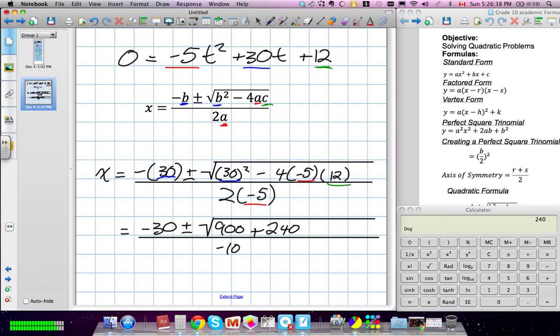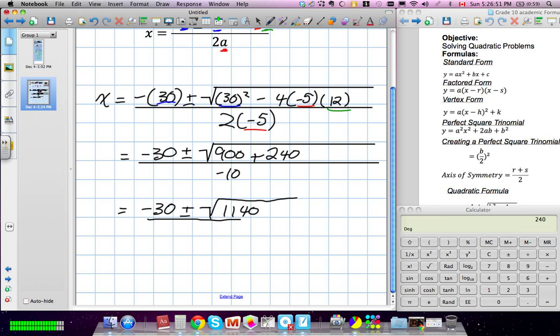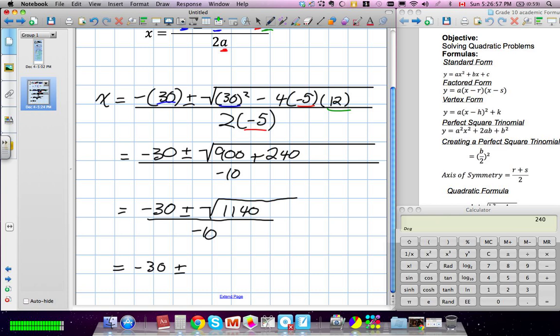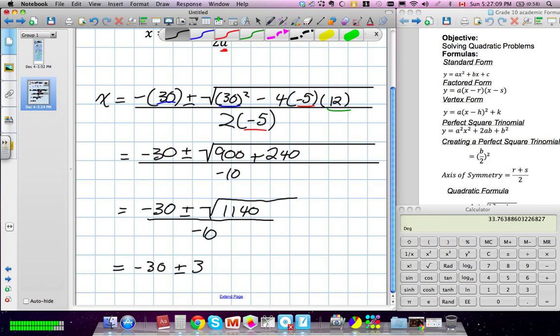Okay. Then we go into negative 30 plus or minus, and it's going to be the square root of 1,140, I think, all divided by negative 10. And then finally, negative 30 plus or minus, now let's double check that, 900 plus 240, that's right, good, square root that. So I'm just going to hit the button, 33.76 I'm going to say, divided by negative 10. Now, if you notice, I have a plus minus sign here.